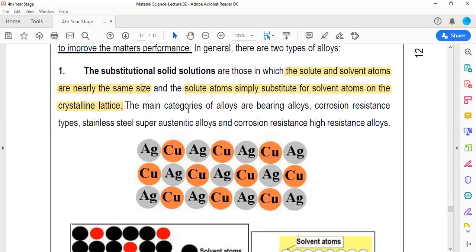The main categories of alloys are bearing alloys, corrosion resistance types, stainless steel, superaustenitic alloys, and heat resistance alloys.